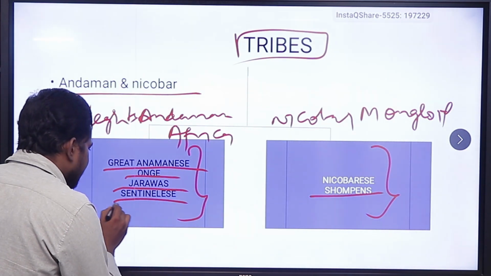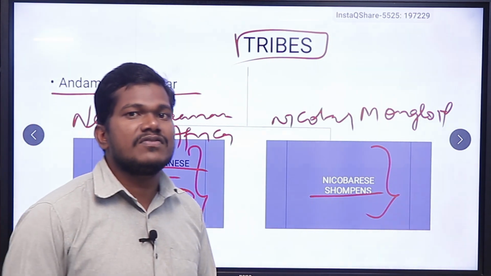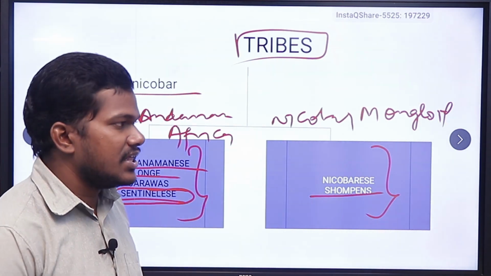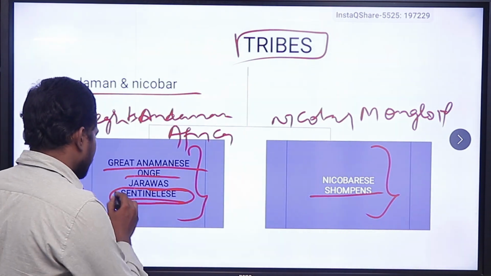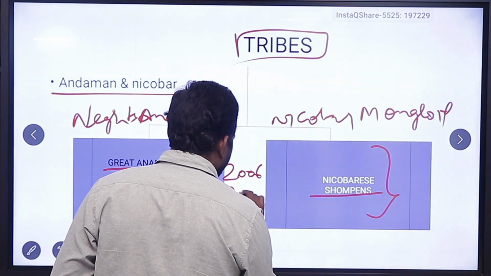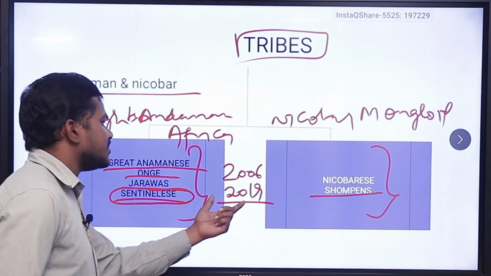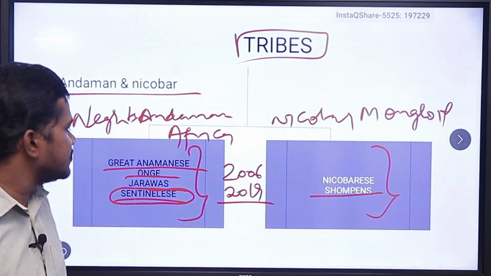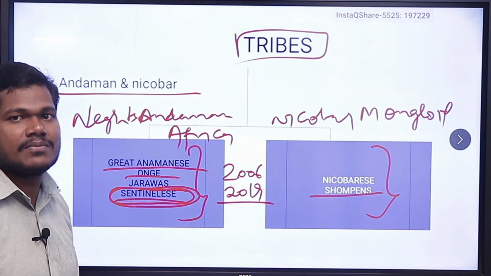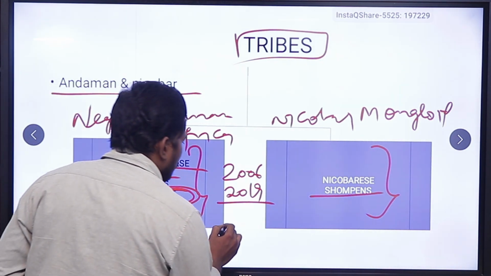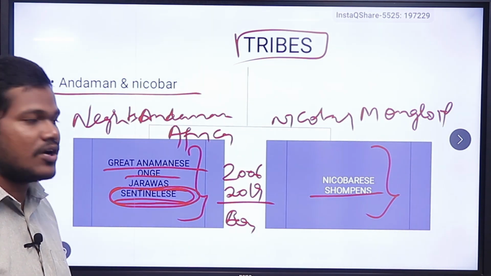So here the Sentinelese. The Sentinelese are more aggressive and very hostile to outsiders. They are probably the only Paleolithic living tribe in the entire world. In 2006 and 2019, outsiders approaching the Sentinelese were killed by their bow and arrow. Because of that they are called very aggressive and very hostile to outsiders.